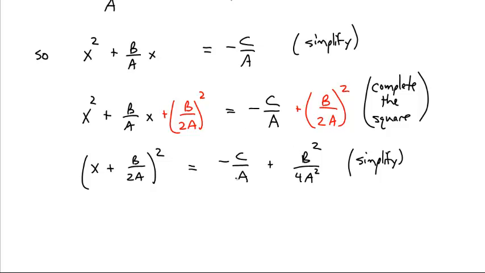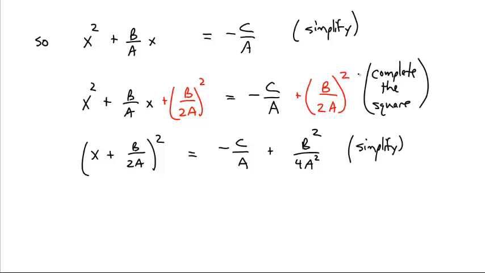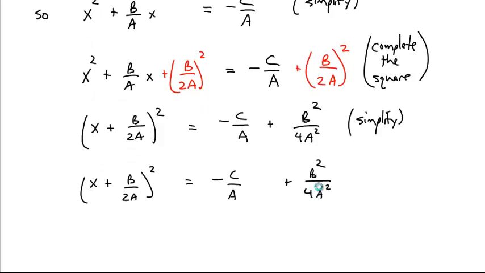What do we do? Negative c over a left alone. B over 2a squared is b over 2a times b over 2a. We get b times b is b squared up top, and we have 2a times 2a down below, which is 4a squared. Next, we have two fractions on the right.